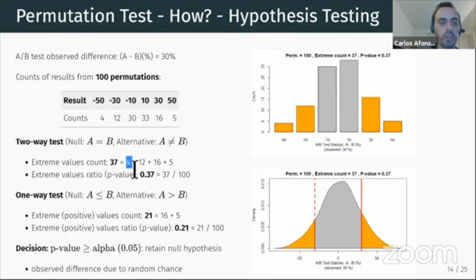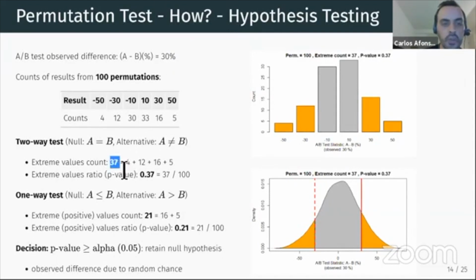So the number of values that are as extreme or more extreme than 30%, on both ends for negative and positive values, are these 4 plus these 12 plus these 16 plus these 5. And that is 37. So in our permutation results, we got 37 values that are as extreme or more extreme than the observed difference in our A/B test of 30%. So the count of extreme values is 37.